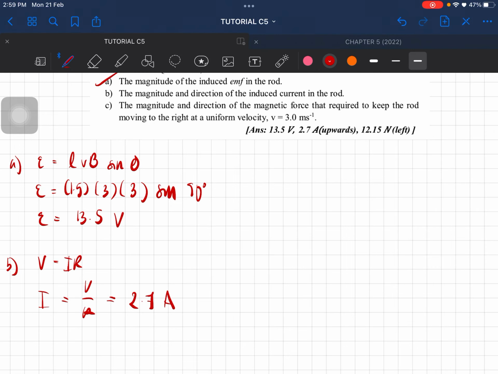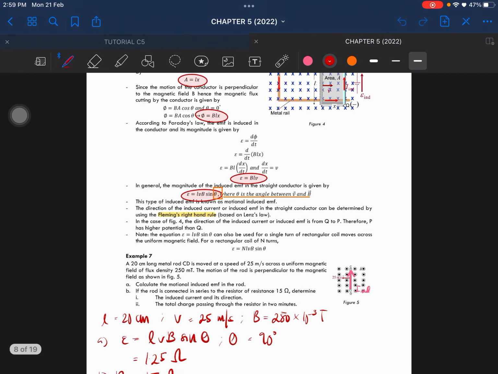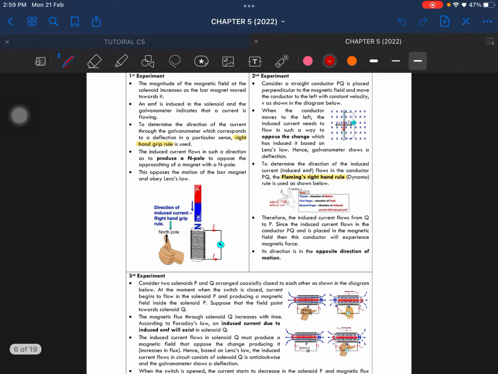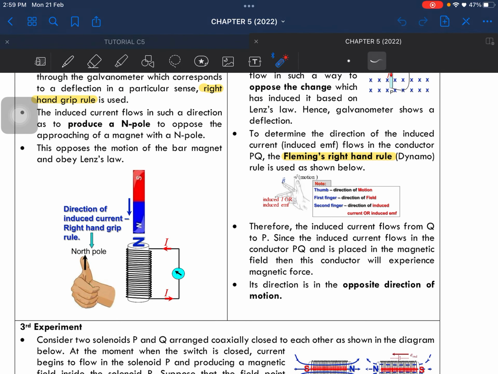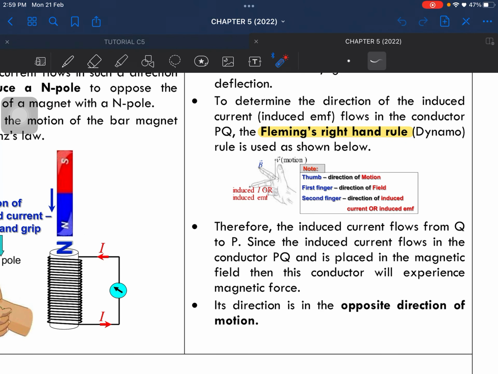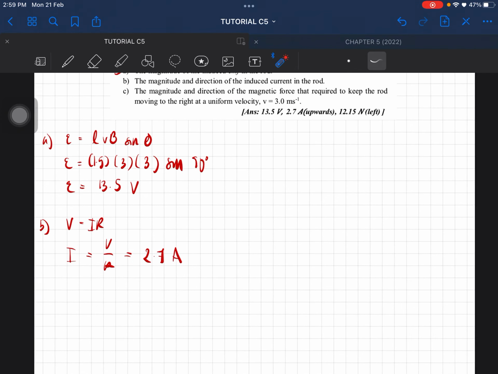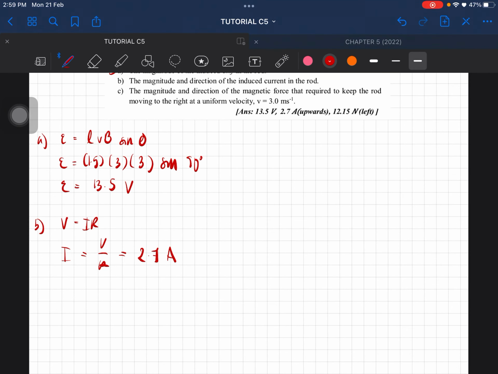And then how do you determine the direction? You will be using Fleming's right hand rule. Our thumb points along the velocity, our pointing finger is for the magnetic flux, and our middle finger is for the induced EMF or current. Use Fleming's right hand rule and you should get upwards as the answer.